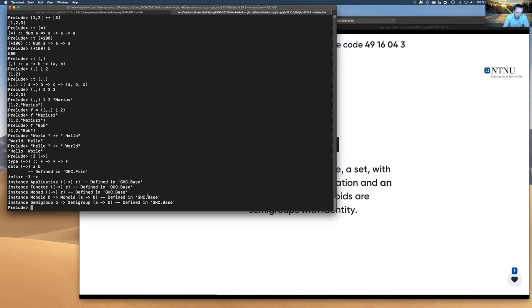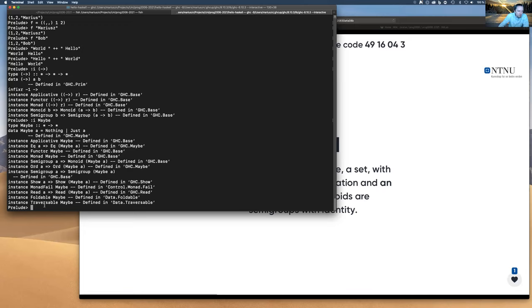So again, if I ask Haskell, okay, Haskell, tell me about Maybe, what Maybe is. Maybe tells me, well, it is also a semigroup. It is also a monad. It's also a functor and it's also an applicative. And it has other classes like Show, which we know converts stuff to strings, Read, which can be read from a string, and also Foldable and Traversable. We will talk a little bit about those two after we do the monads.